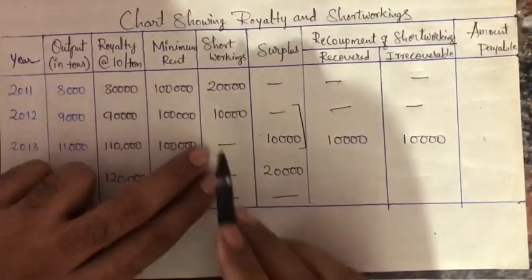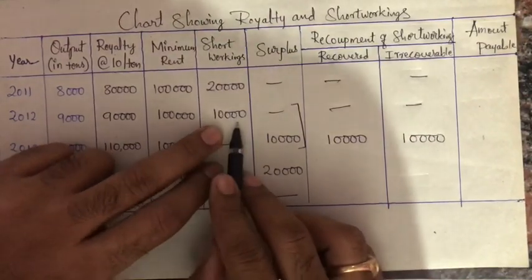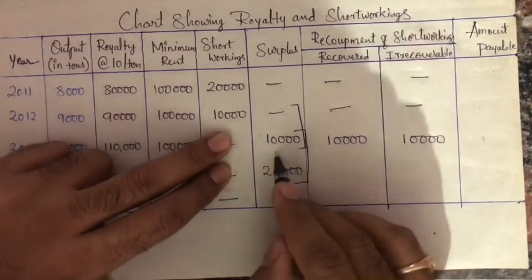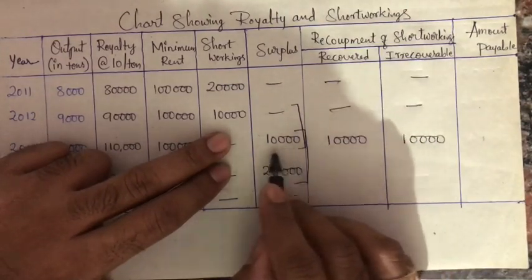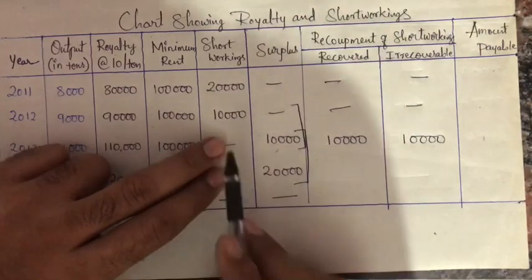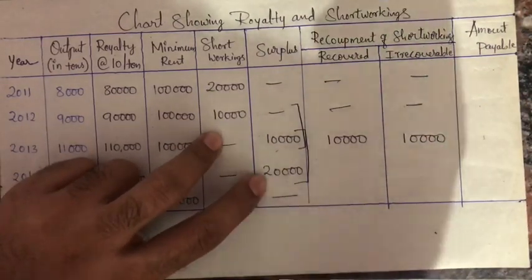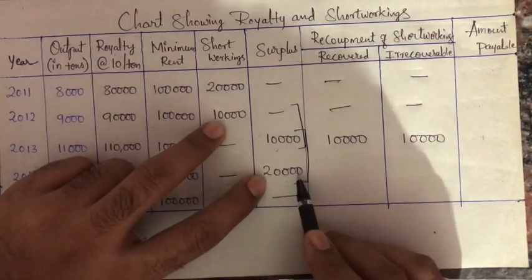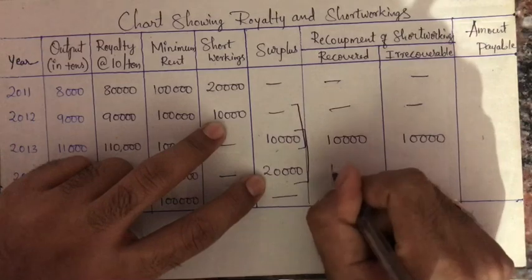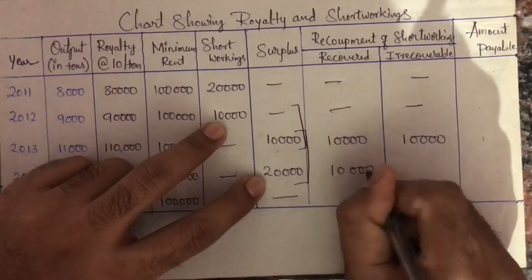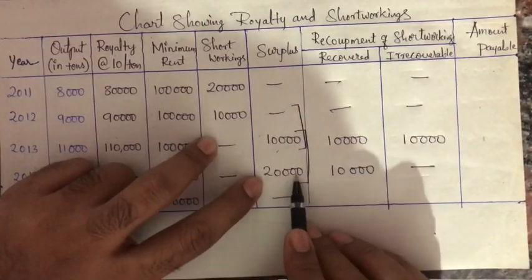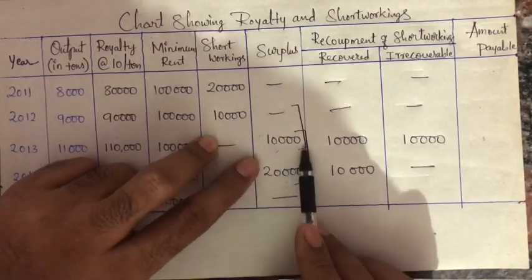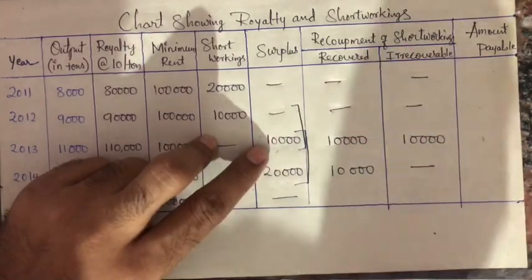And next, what about this 10,000? This 10,000 can be recovered from the surplus of the next 2 years. We already utilized the third year's surplus to recover the earlier short workings. So we have this surplus of 20,000. Out of this 20,000, now 10,000 can easily be recovered. Yes or no? So total recovered is 10,000 and irrecoverable is nil. Out of the first 20,000, in the next 2 years we could recover only 10,000. The remaining 10,000 was irrecoverable.